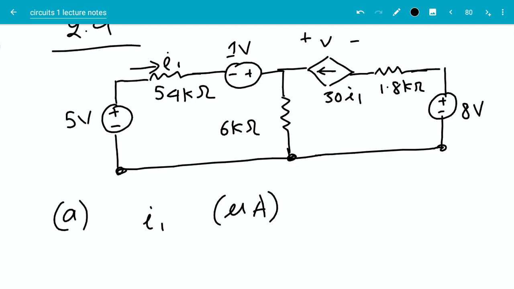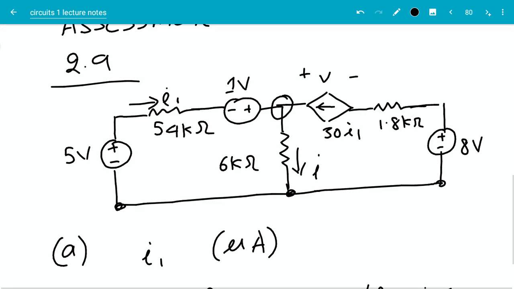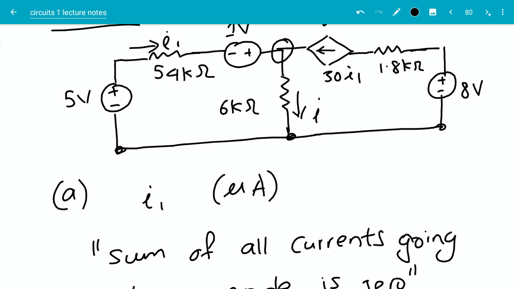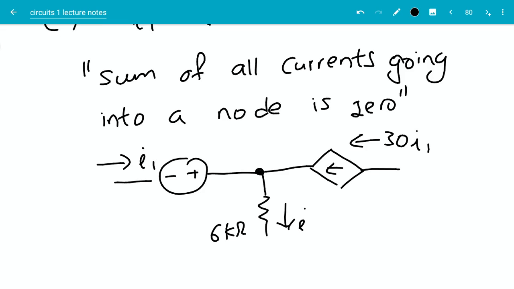Okay, so first thing I want to do is label the current here as I. All right, and then I can do a KCL at that node. The statement for KCL is sum of all currents going into a node is 0. So if I apply KCL at that node, I'm going to redraw that node at the bottom just for convenience. Here is the part of the circuit I'm concerned with, and this is the node I want to write the KCL equation at.